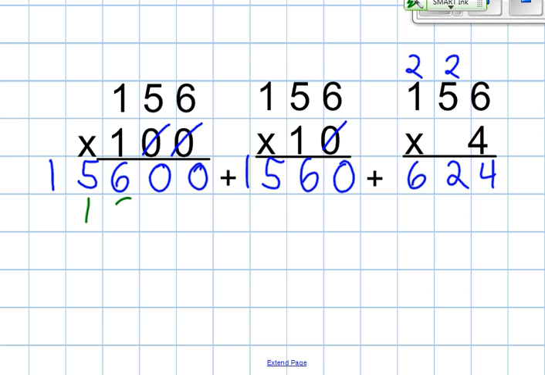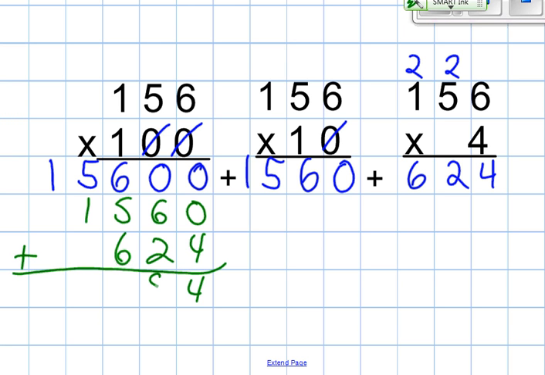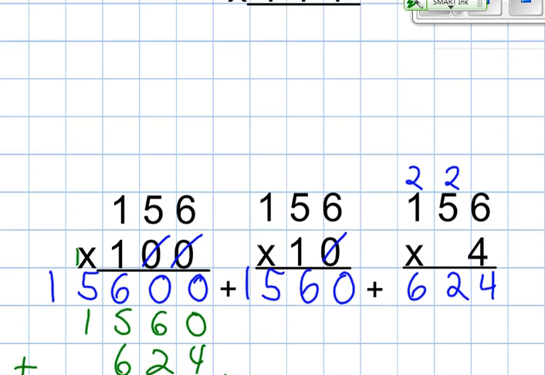So if I move this over here, this over here, add these together, get 4, 8, 6 plus 5 is 11, plus 6 is 17, 1 is carried, 1 plus 5 plus 1 is 7, and another 1. So we have that final answer there.